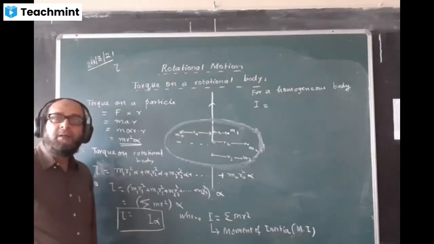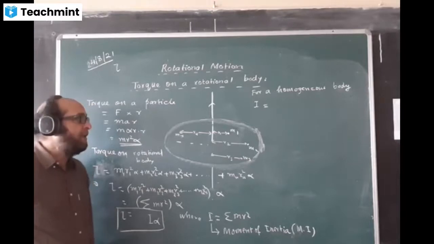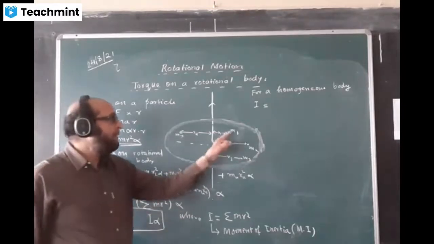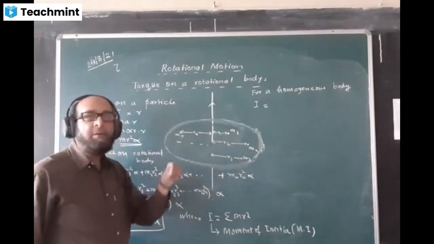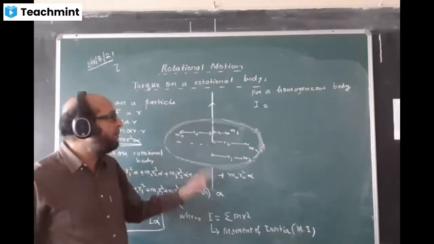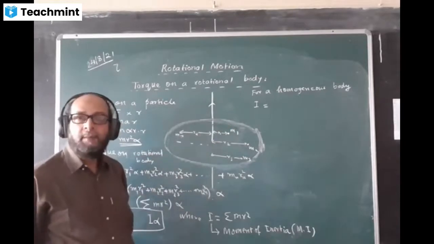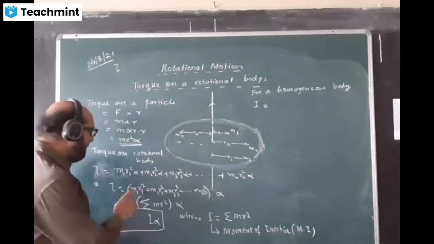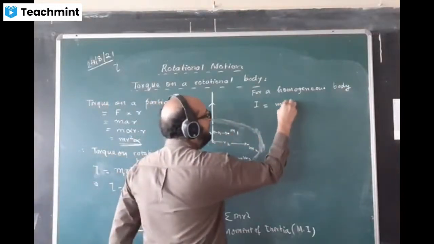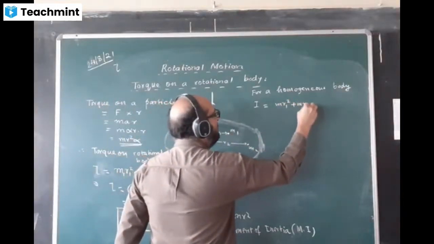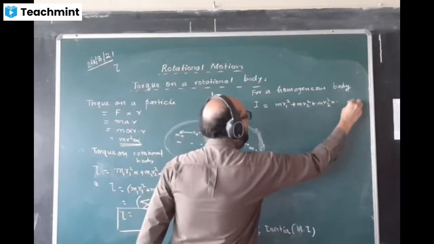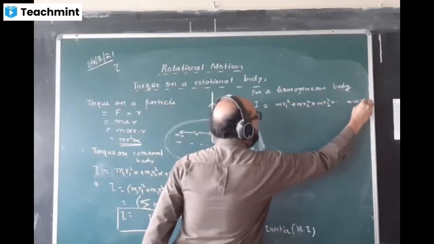What is the meaning of homogeneous body? A homogeneous body is assumed to consist of particles of equal masses. All the masses are equal. m1, m2, m3, m4 all have equal mass. Such a body is called homogeneous. If all the masses are equal, I can write I as m r1 square, m r2 square, m r3 square, and so on. The last value will also come, m rn square.